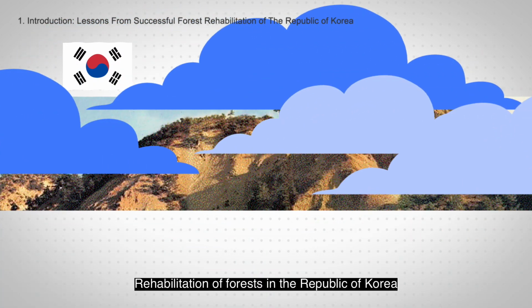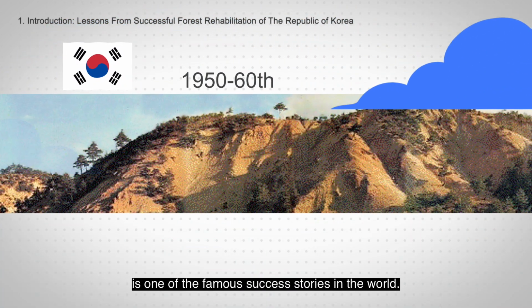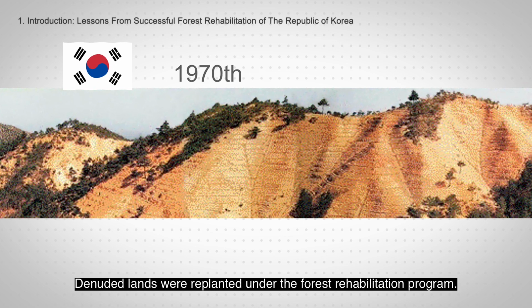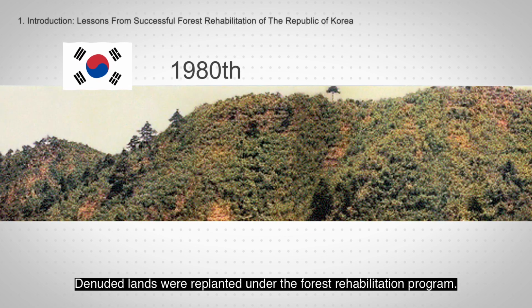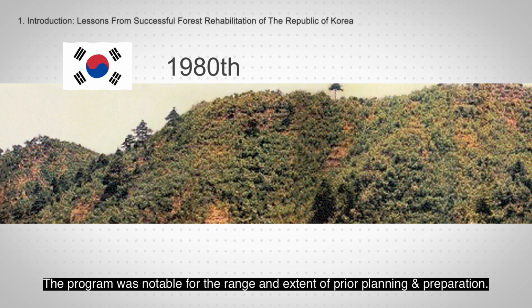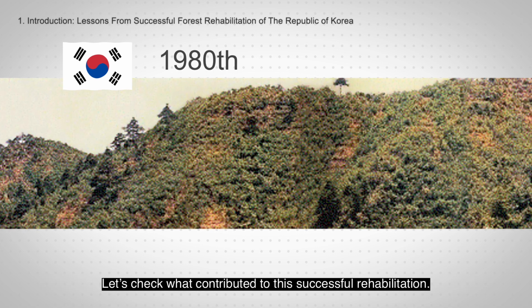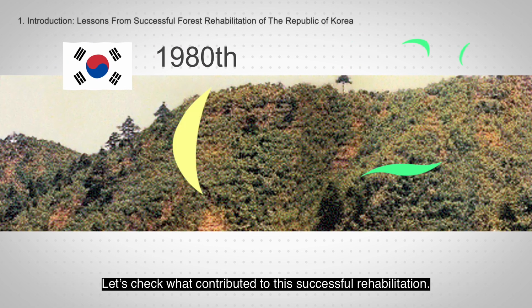Rehabilitation of forests in the Republic of Korea is one of the famous success stories in the world. Denuded lands were replanted under the Forest Rehabilitation Program. The program was notable for the range and extent of prior planning and preparation. Let's check what contributed to this successful rehabilitation.